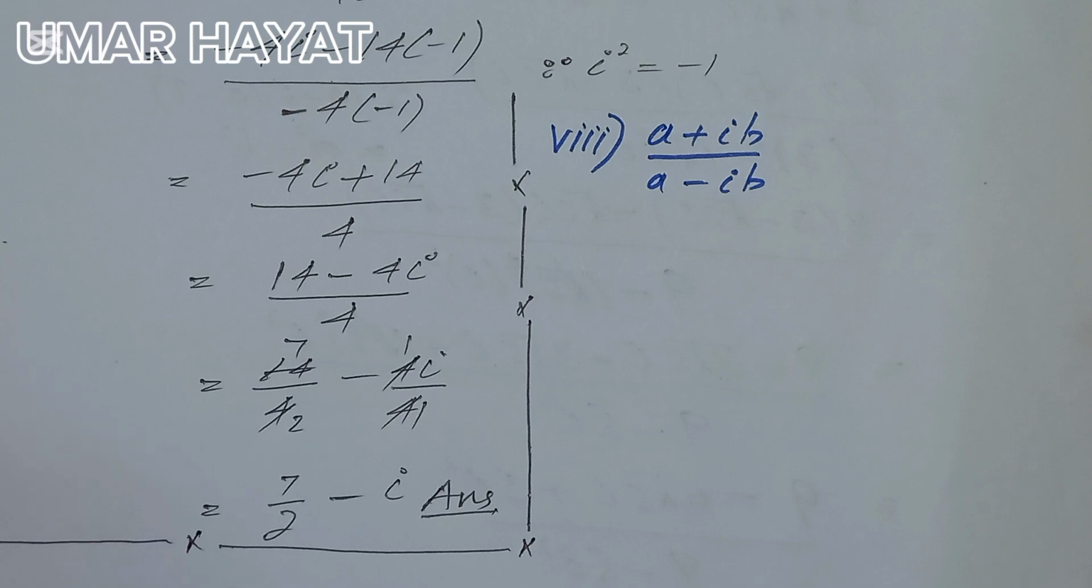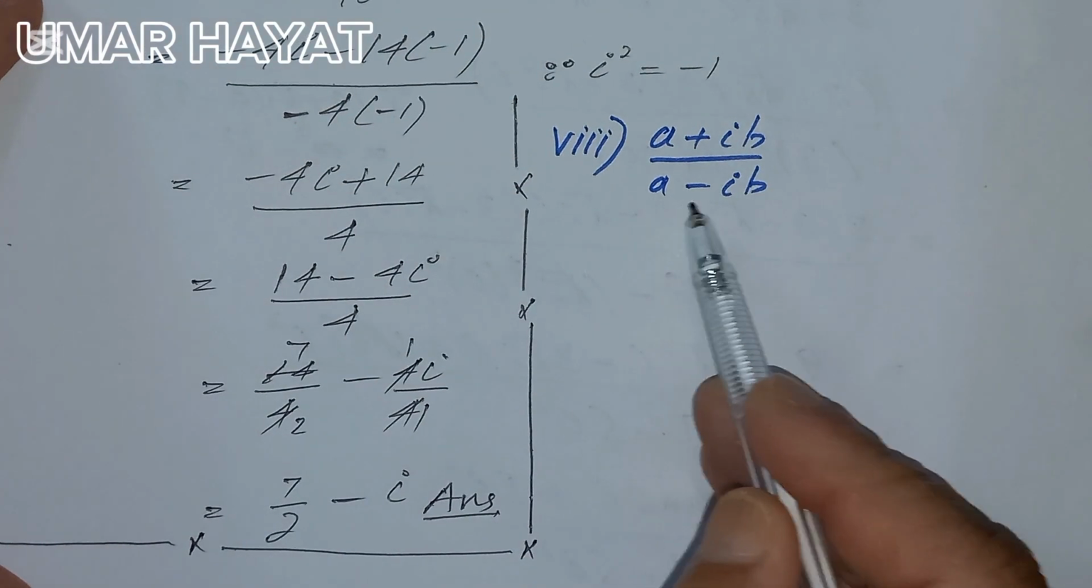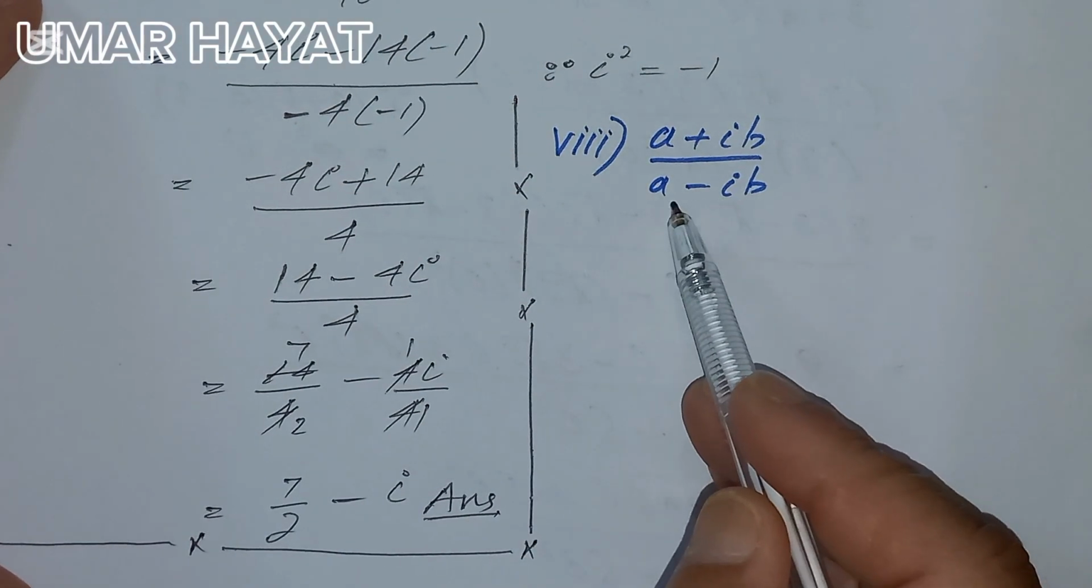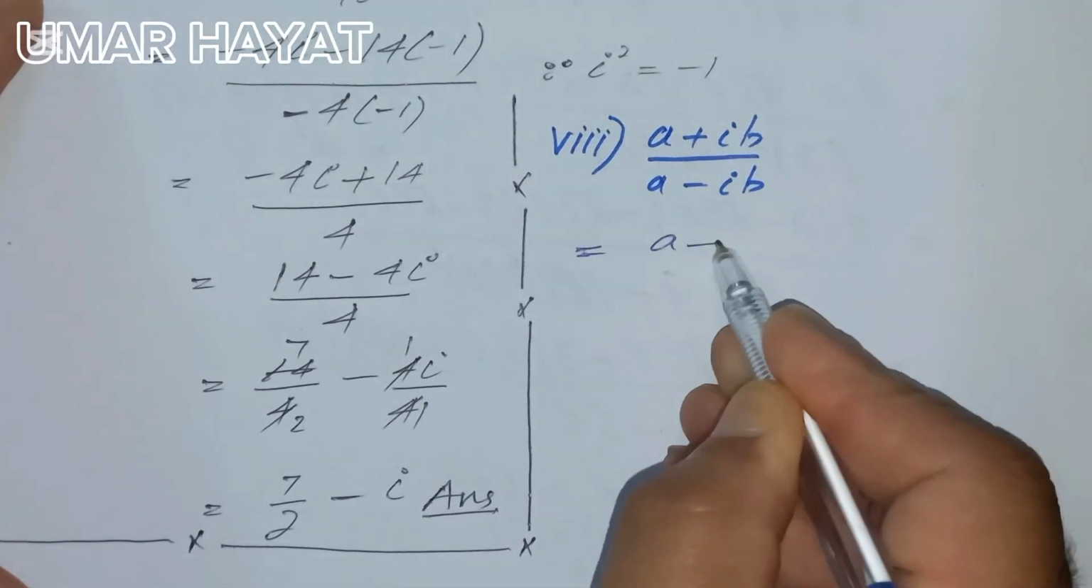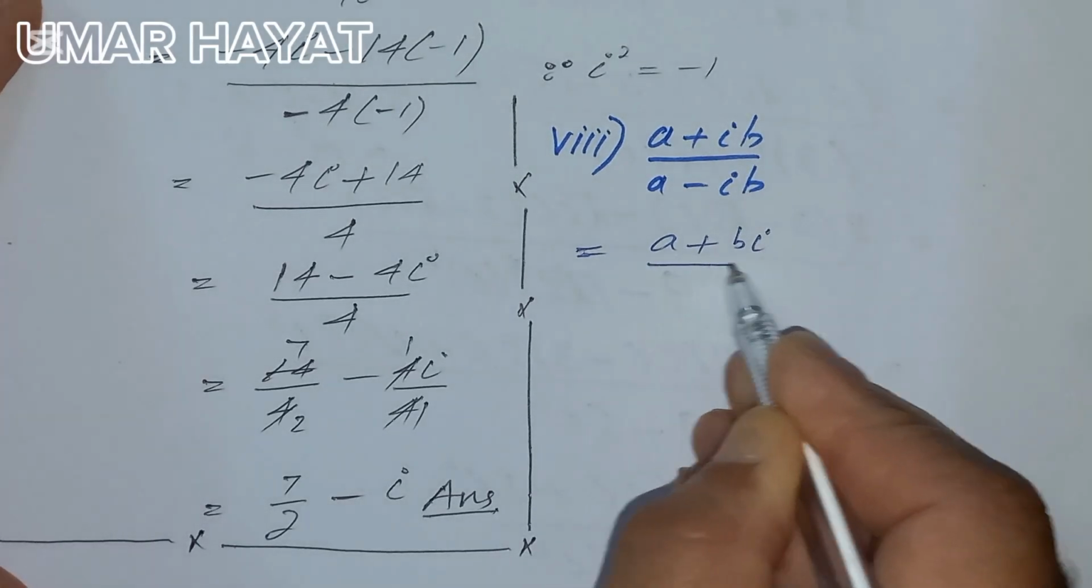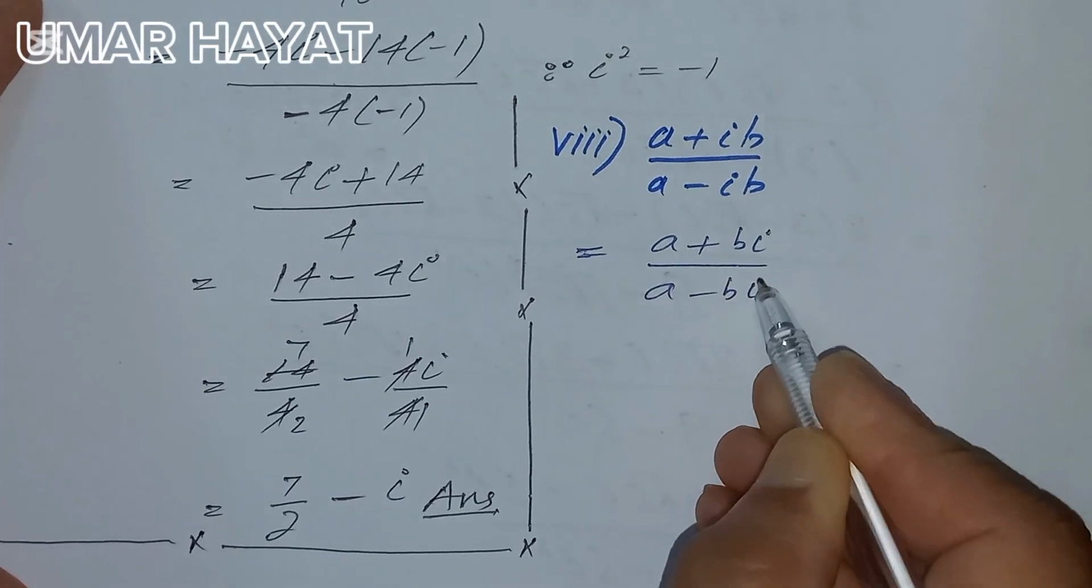I picked part number 8 because parts 5, 6 and 7 are similar, just like parts 3 and 4. In this part number 8, we want to write this into a + bi form. For this purpose, like the previous part, we multiply its numerator and denominator by the conjugate of the denominator. So it is a minus ib, so its conjugate is a + bi. This can be written in this form also, (a + bi) divided by (a - bi).